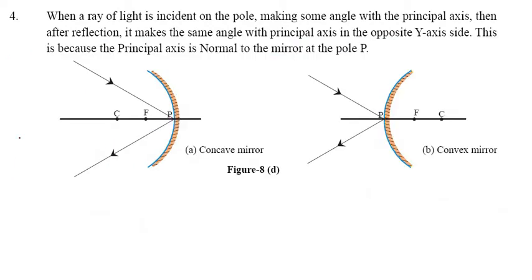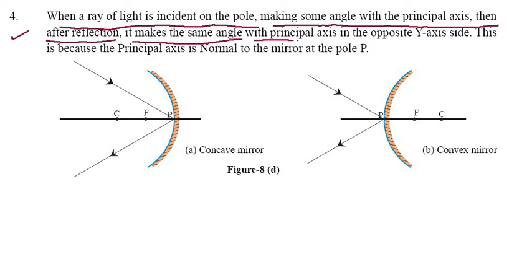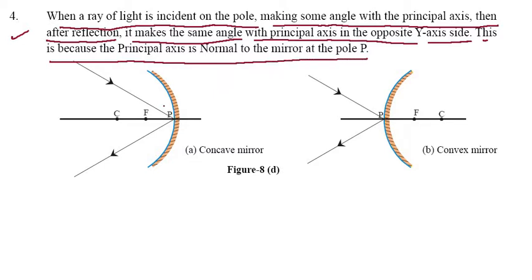Now come to the fourth law. When a ray of light is incident on the pole making some angle with the principal axis, then after reflection it makes the same angle with the principal axis on the opposite side. This is because the principal axis is normal to the mirror at the pole P, and that is the law of reflection. So these angles are equal. That is I, the angle of incidence, and that one is R, the angle of reflection.